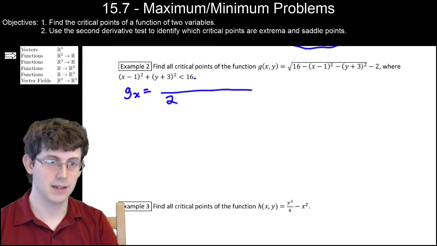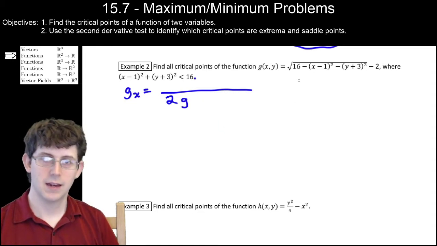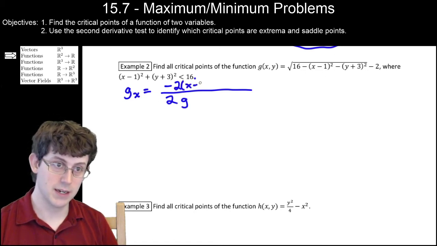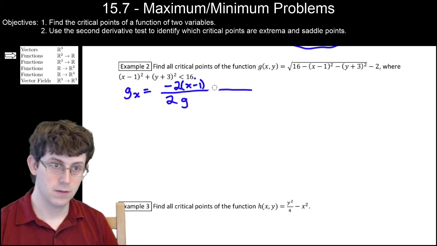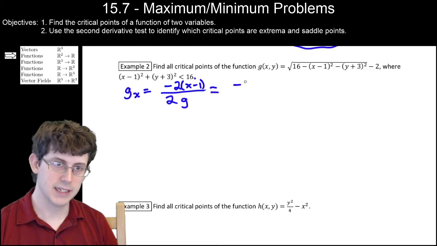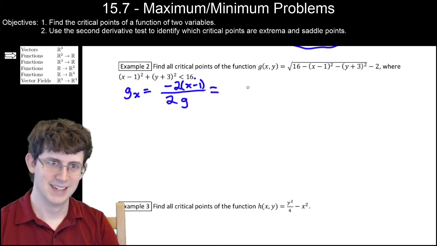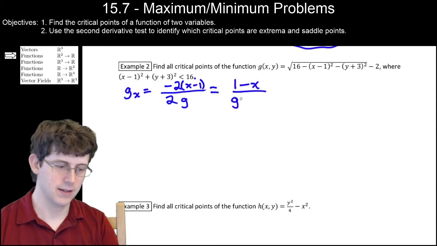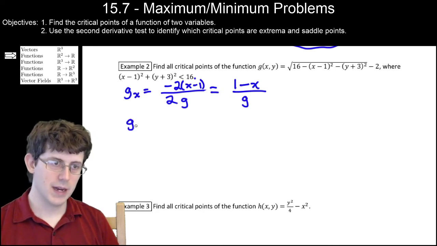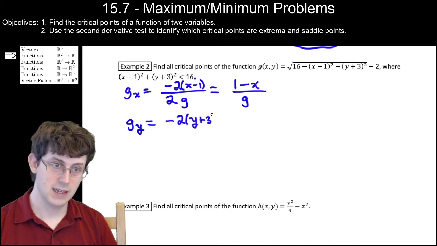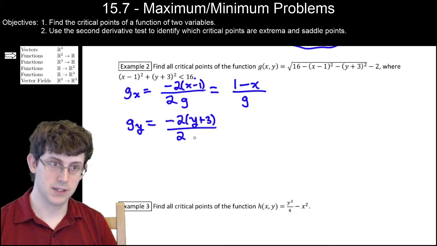This already has a name. It's called g. And then times the derivative of the inside function, which here is going to be minus 2x minus 1. The 2's cancel, so I get minus x minus 1 is what I was going to write. How about 1 minus x over the output? The y partial derivative, same thing is going to happen, except this time I'll have minus 2y plus 3, all divided by 2 times this g.